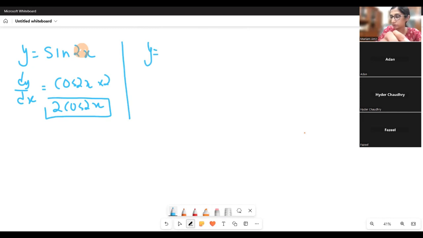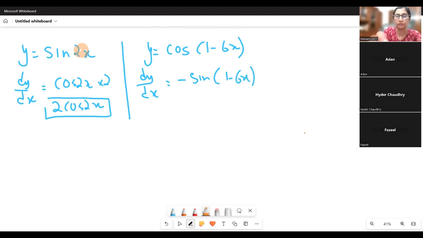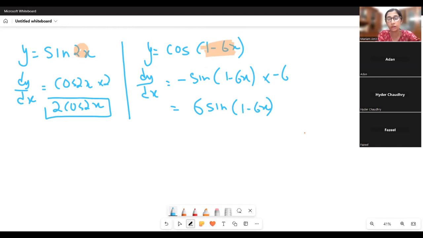y equals cos(1 minus 6x). So the derivative of cos f(x) is minus sine f(x). It's going to be minus sine(1 minus 6x) times the derivative of this. So the derivative of this would be 0 minus 6, which is just minus 6. So that's going to be 6 sine(1 minus 6x). If you have any questions, you're allowed to ask questions in between. Please do.